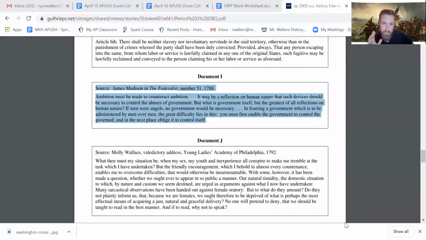Okay, so you might see that being used no matter what the topic is, because they love to use these. So Federalist 51. This is one of the most famous Federalist Papers.